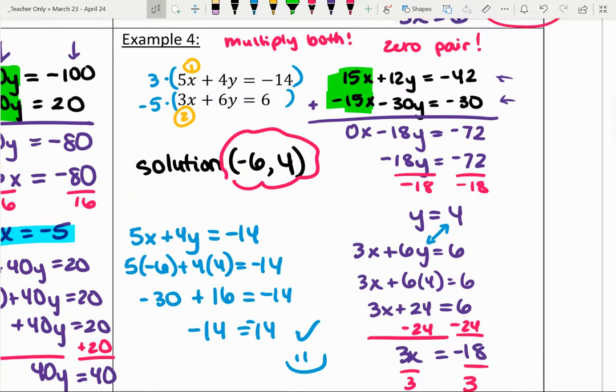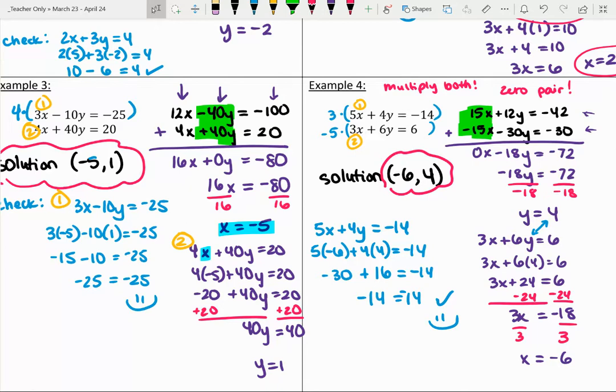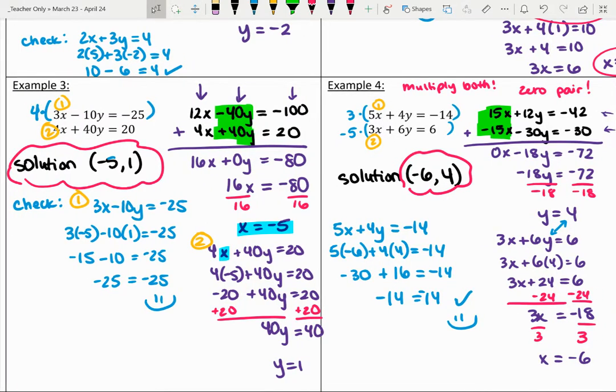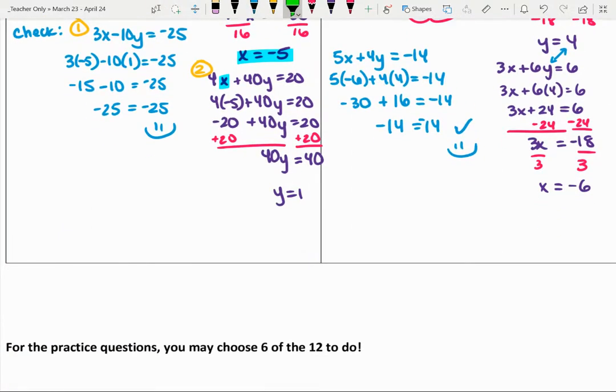But again, if you end up having to multiply both equations by something, that's fine. It doesn't mean you're doing anything wrong. Sometimes, like in example 3, you only have to multiply one equation. Sometimes, like in example 2, you have to multiply both. So you do have some practice problems. These directions here say you can choose 6 of the 12 to do. That doesn't mean the first 6, it doesn't mean the last 6, it doesn't mean you can only do 6. You can do as many as you want, but I think doing at least 6 will really make sure that you're getting this down.